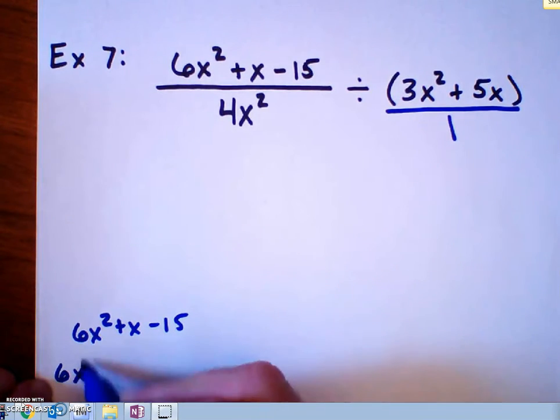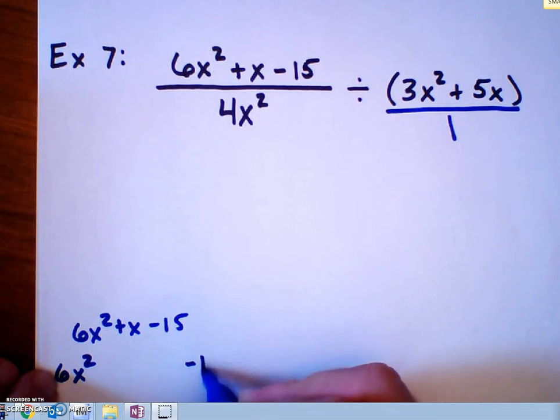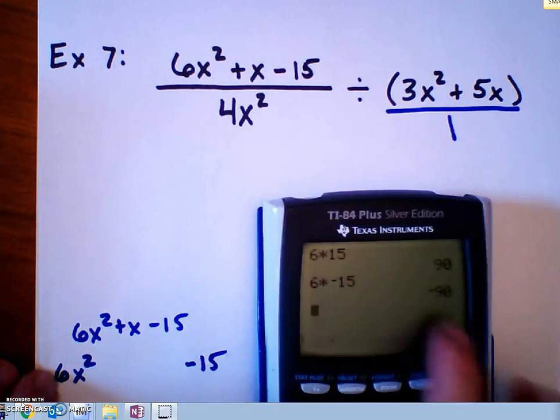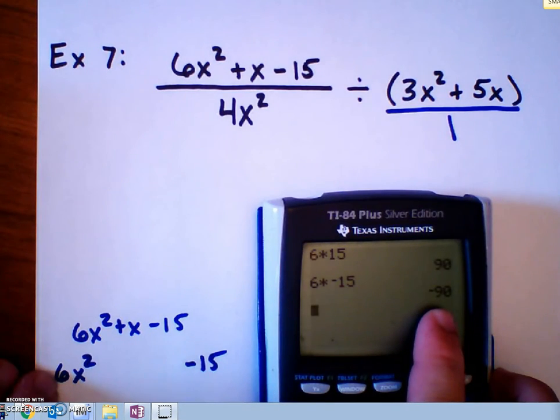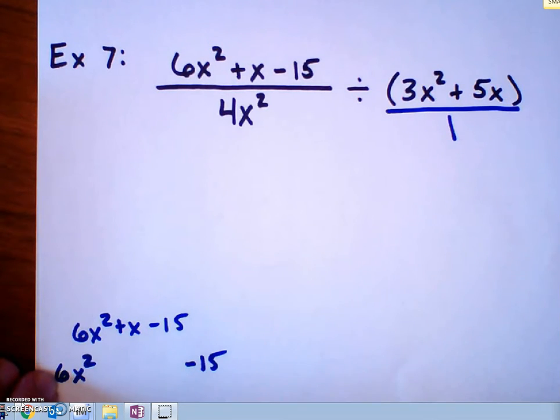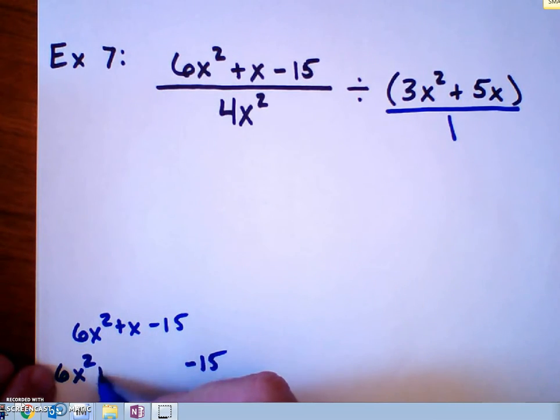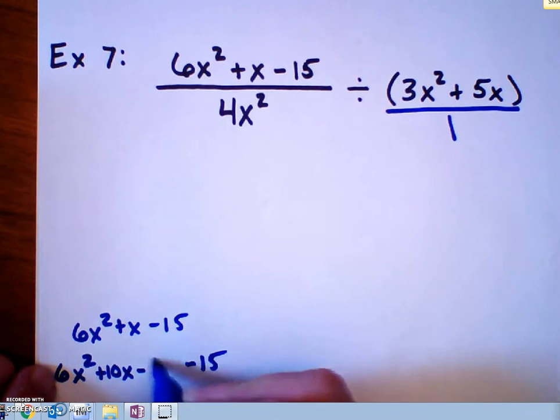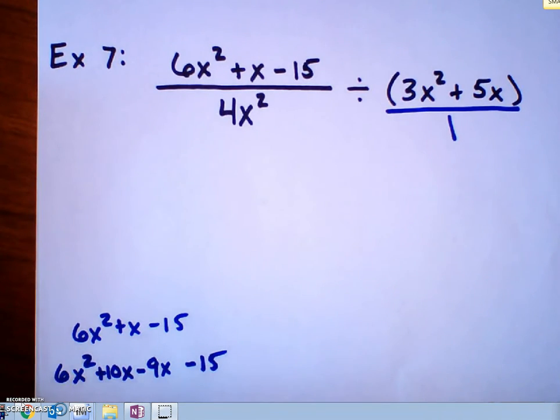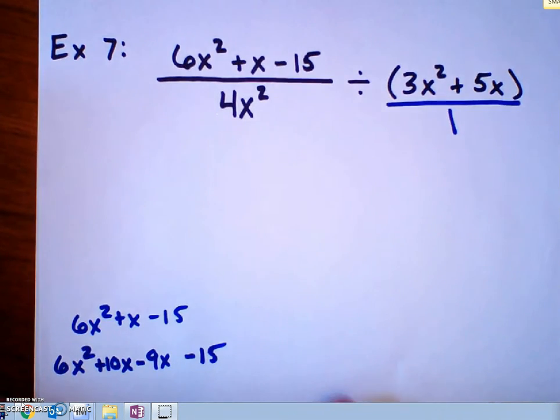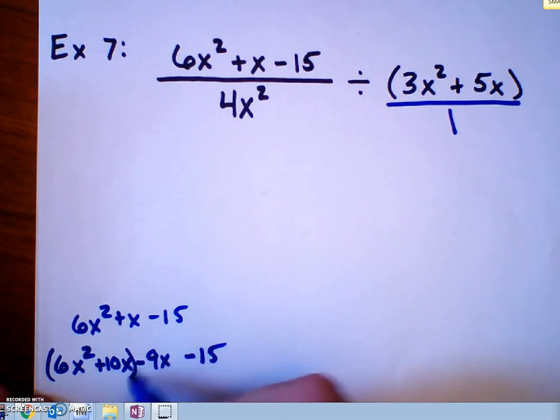So I'm going to rewrite the first term and the last term. And all I'm doing is taking those factors of negative 90, which I said were 10 and negative 9, and using those to rewrite the middle term. So 10x minus 9x. This is something you should know how to do from chapter 4, and even algebra 1. But you're going to group the first two and group the last two and take out GCFs.